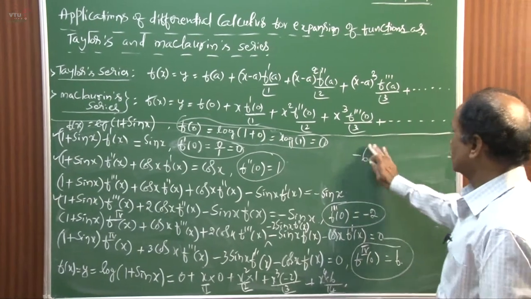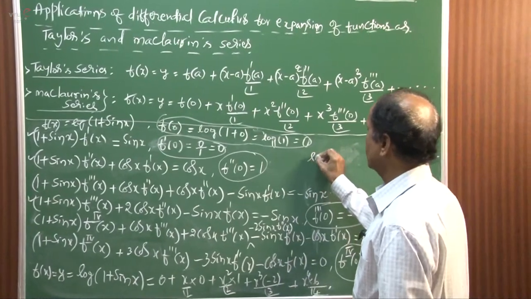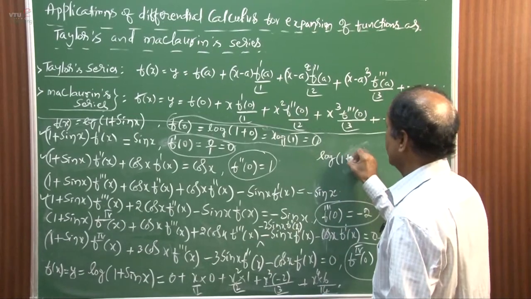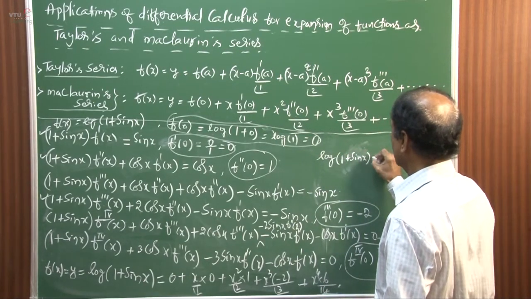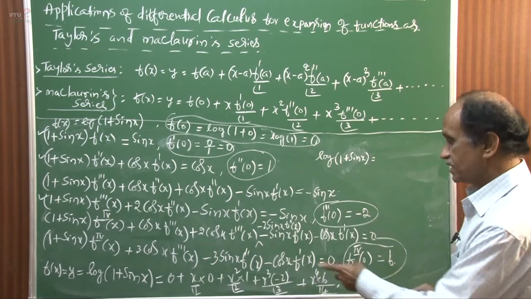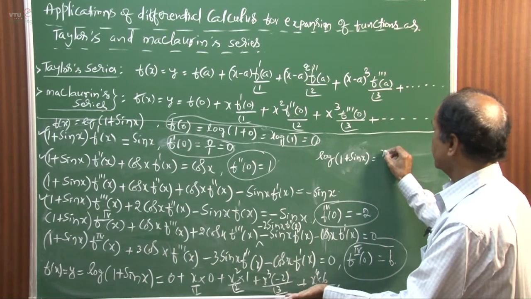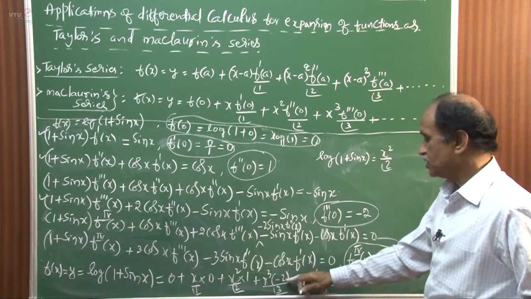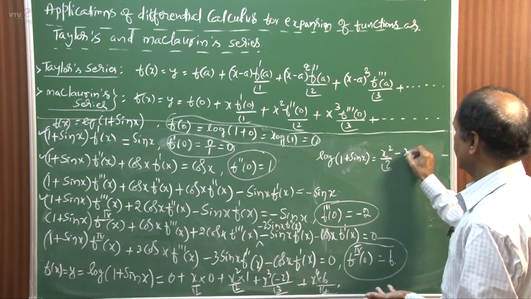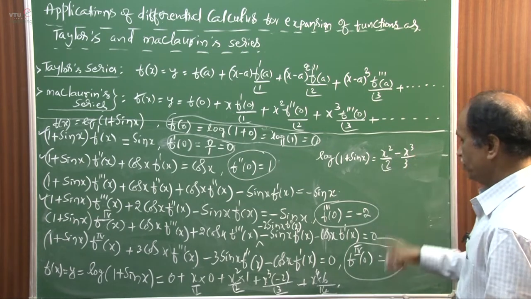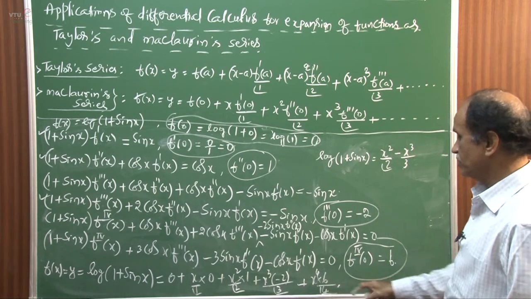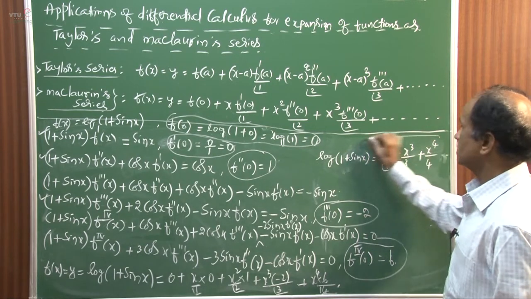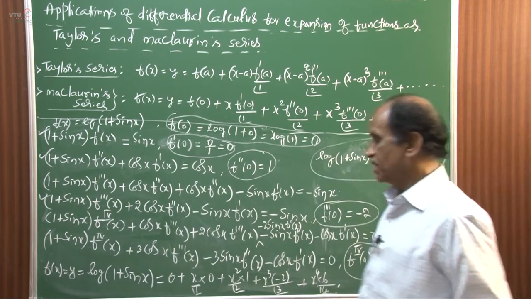So, finally, what you are going to expect, that is log of 1 plus sin x equal to: first two terms are 0, then x square by 2 factorial, and this minus 2 means 2 cancels, minus of x cube by 3, and here 6 is there, 4 factorial means only 4 remains, x to the power of 4 divided by 4. So, this is the final form of Maclaurin's series.